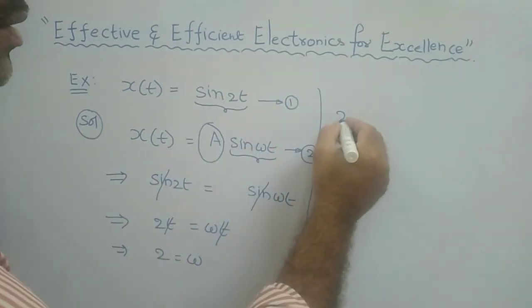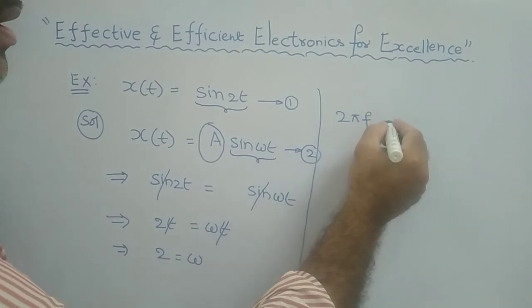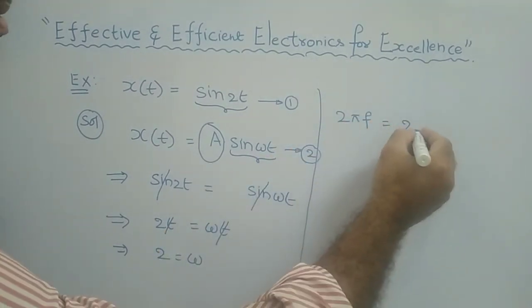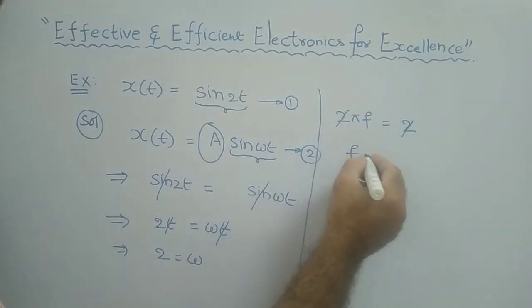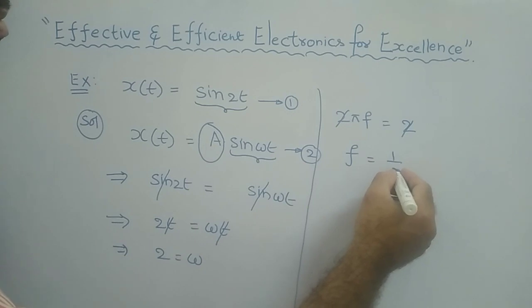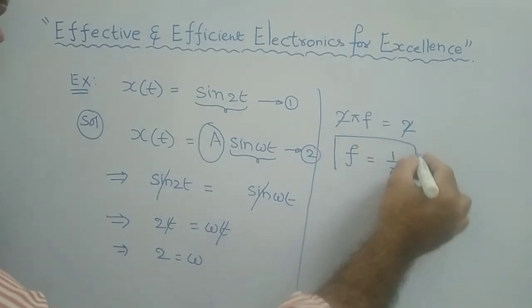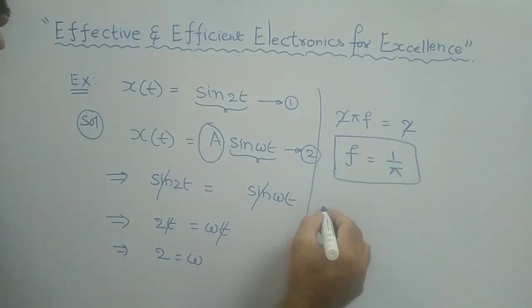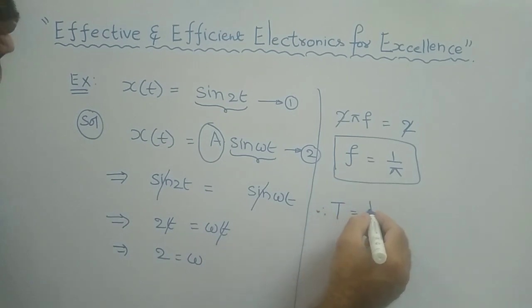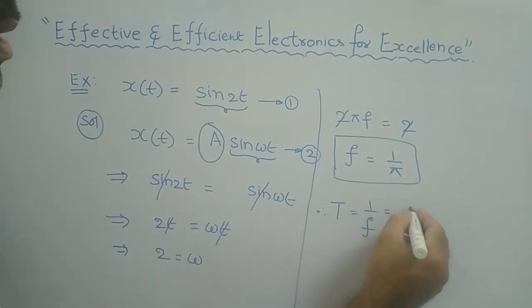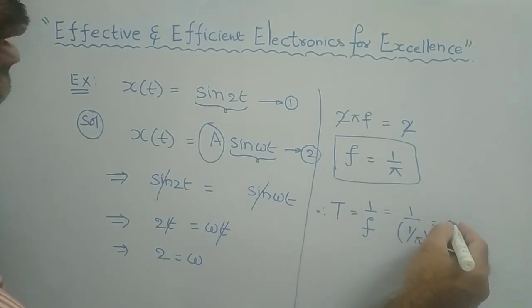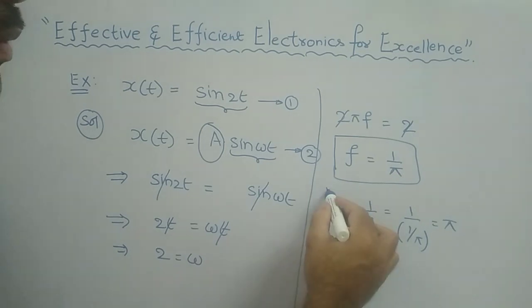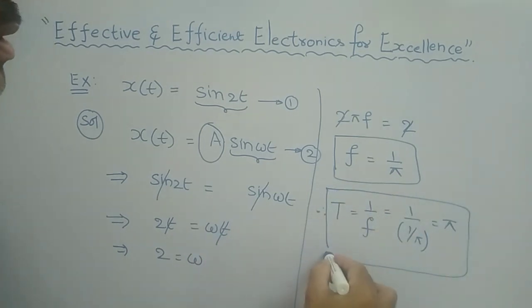What is omega? It is 2 pi f, which is equal to 2. Both 2s will cancel out. Then f is equal to 1 by pi. This is your natural frequency. From this, what is the time period? It is 1 by f, which is 1 by 1 by pi, that is pi. This is the time period of the given signal, sin 2t.